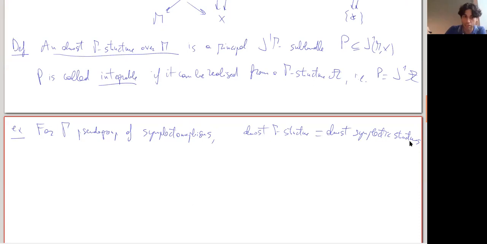And similarly, for gamma the pseudogroup of isometries, the almost gamma structures are Riemannian metrics. Not necessarily flat. Flatness will be the integrability condition. And again, you can do this for contact structures, complex structures, foliations, so all the G-structures, but then there are also a few interesting examples beside that, because you really allow this pseudogroup to be a general one, and not necessarily of the form gamma G.